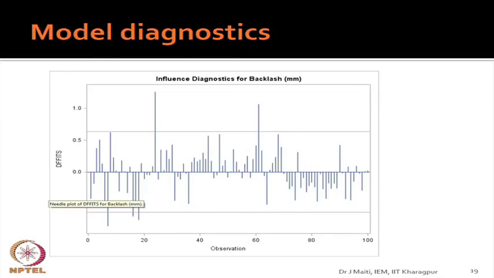Although they are not distorting the regression estimate much, maybe because the departure may not be that high. But if this value is very large, it will distort. So, what will be your action? The action will be, it is better to remove those observations, and go for the regression model one more time after removing the bad leverage points. Okay.